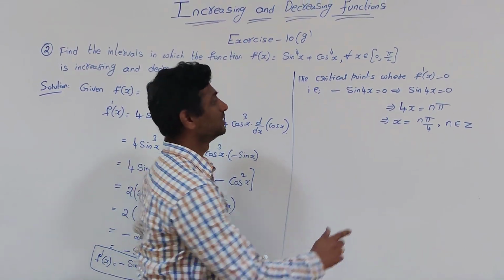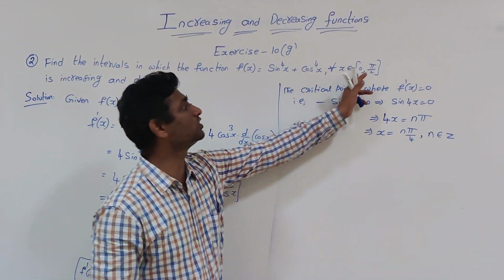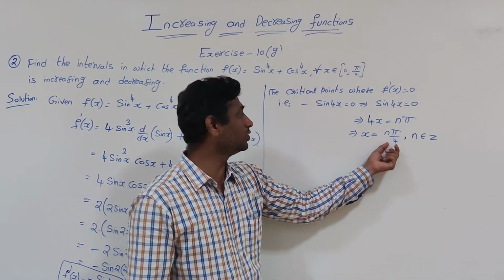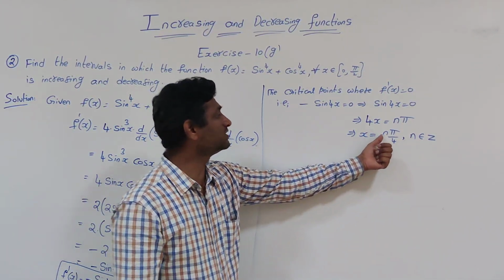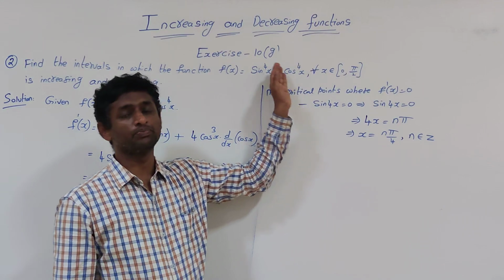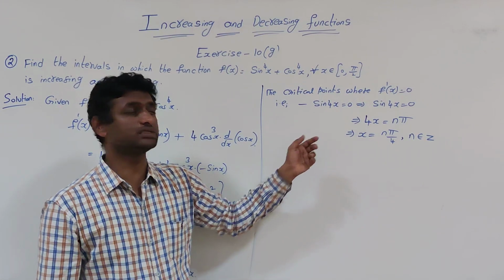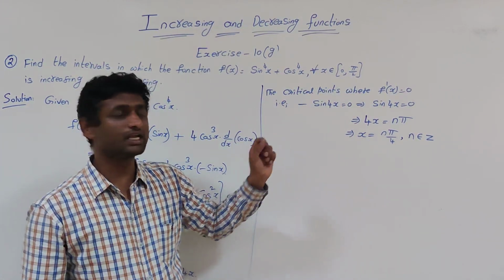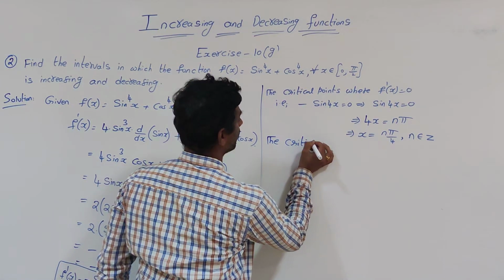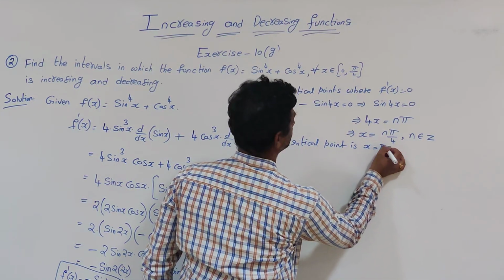So what are the numbers? If you put n is equal to 1, it is pi by 4, which is an angle which lies between 0 to pi by 2. If I go for n is equal to 2, then it will be pi by 2, that is an end point. If I go for 0, that will also be an end point. If I choose negative values, then the angles will be left side of 0. That doesn't exist in that domain. So the critical point is only pi by 4. The critical point is x is equal to pi by 4.